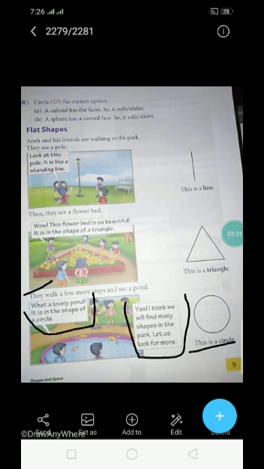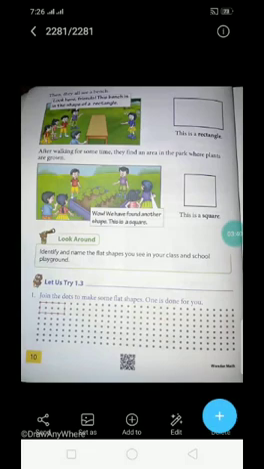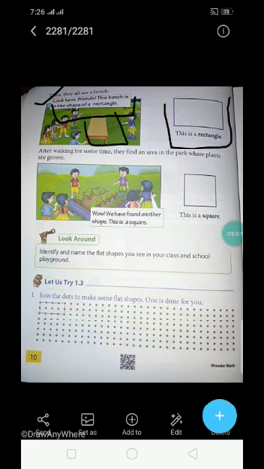Yes, I think we will find many shapes in the park. Let us look for more. Then they all see a bench. Look here, friends. This bench is in the shape of a rectangle. So this bench is in the shape of a rectangle and this is a rectangle.